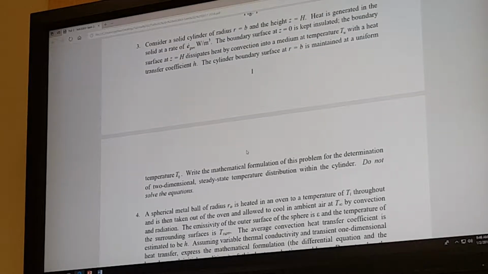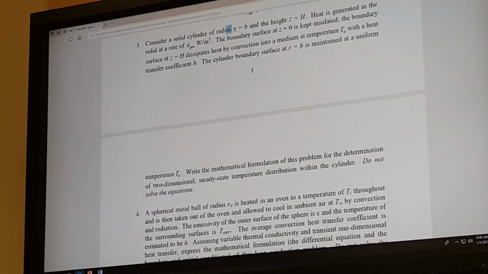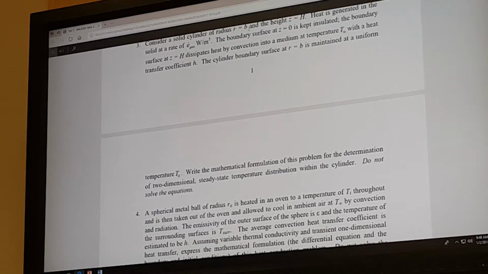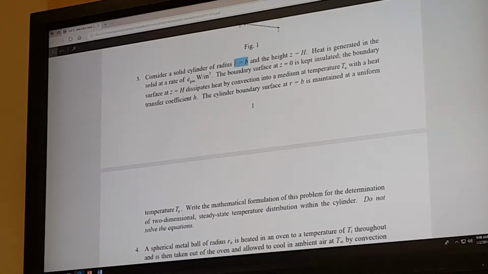Okay, go to question 3. Again, cylindrical shape, right? We're using cylindrical coordinates. It gives you the dimension, the height, the radius, right? And here, A is constant.